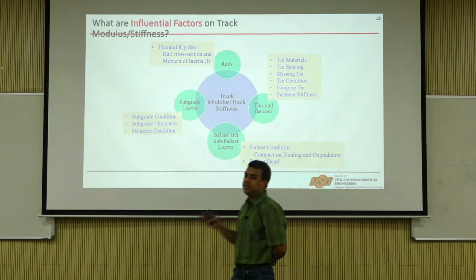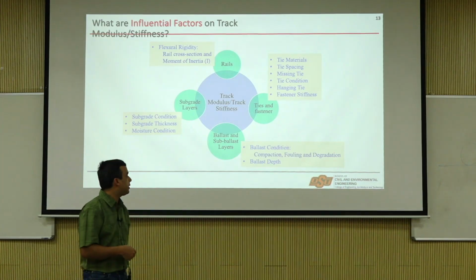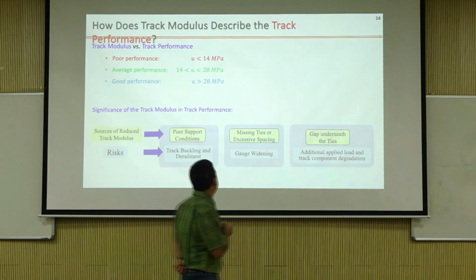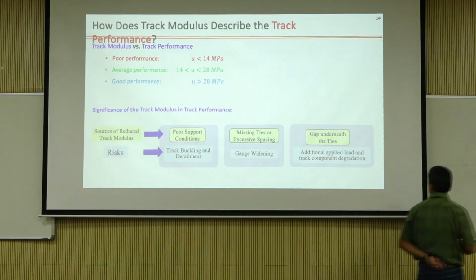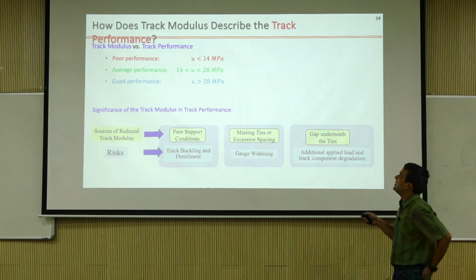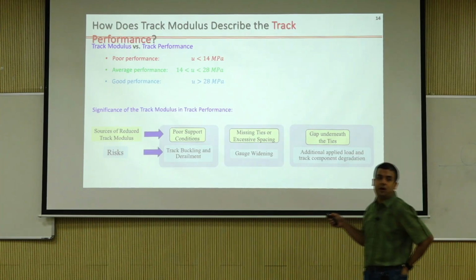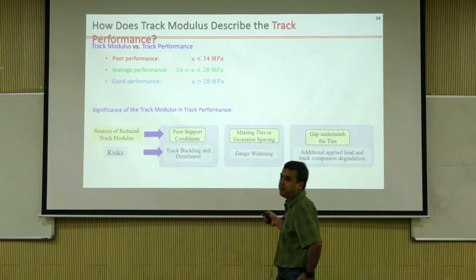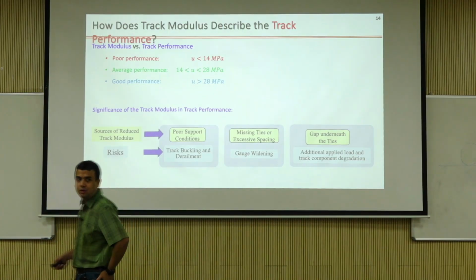So all of this is going to affect your track modulus. This is some empirical work from past studies by Professor Selig and others. What they found is that if U, the track modulus, is less than 14 megapascal, then it's a poor track. Between 14 and 28 megapascal, it's okay. Greater than 28, it's good.